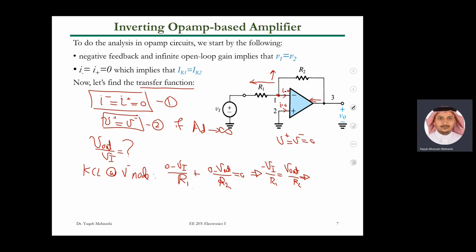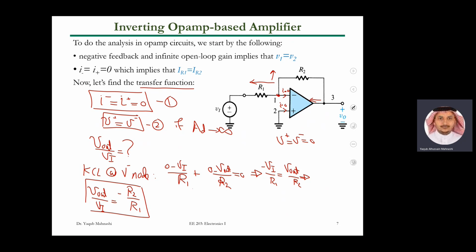And what is the transfer function we're looking for? V output over V input. Sometimes we call it VI, sometimes V in, that's fine. It equals negative R2 over R1. And this is the equation of the inverting amplifier. So if you know R2 and R1, you can find the gain. This is the gain of the circuit.